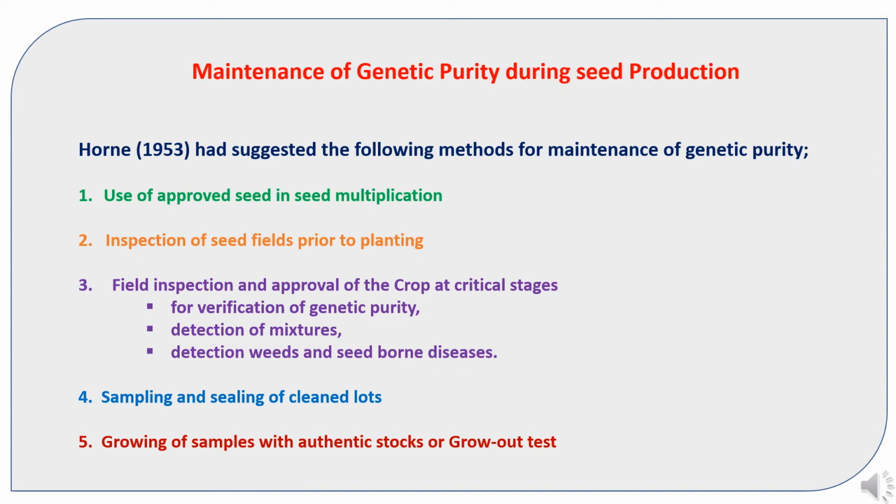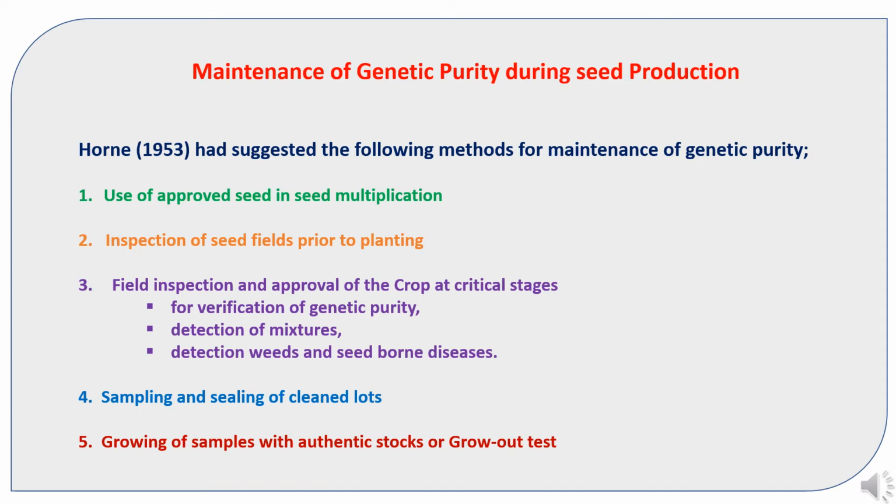Third is field inspection and approval of the crop at critical stages for verification of genetic purity, detection of mixtures, weeds and seed-borne diseases. Because of this field inspection at critical stages, we can rogue out the different types or undesired plants to avoid any admixture which can reduce the genetic purity.